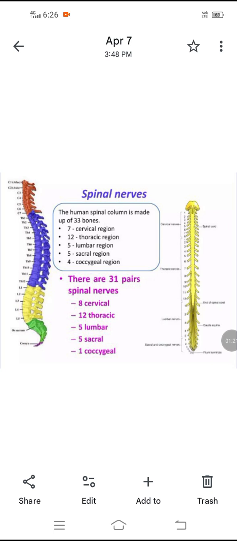The spinal nerves. The human spinal column is made up of 33 bones, 7 in the cervical region, 12 in the thoracic region, 5 in lumbar region, 5 in sacral region and 4 in coccygeal region. There are 31 pairs of spinal nerves, 8 cervical, 12 thoracic, 5 lumbar, 5 sacral as well as 1 coccygeal. These are the 31 pairs of spinal nerves.